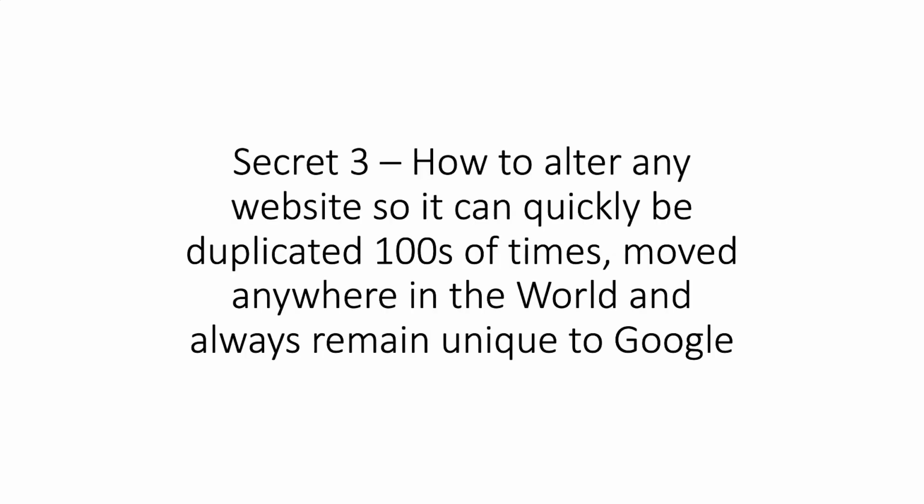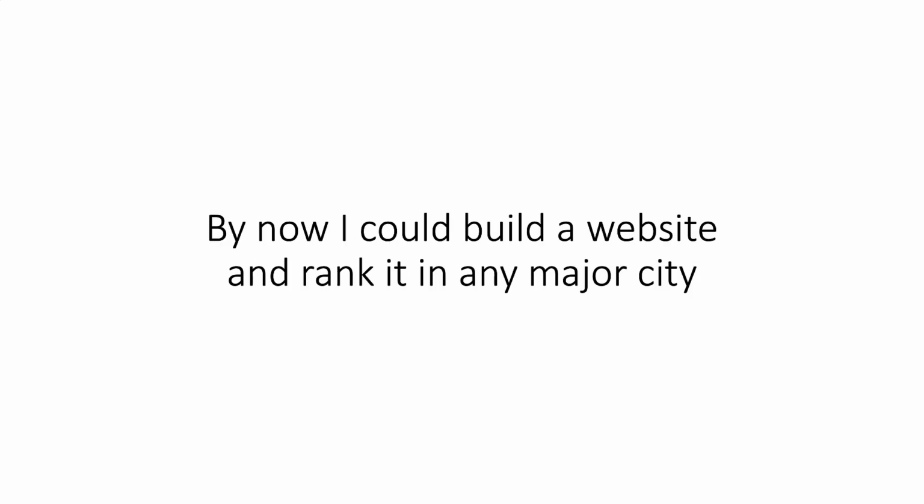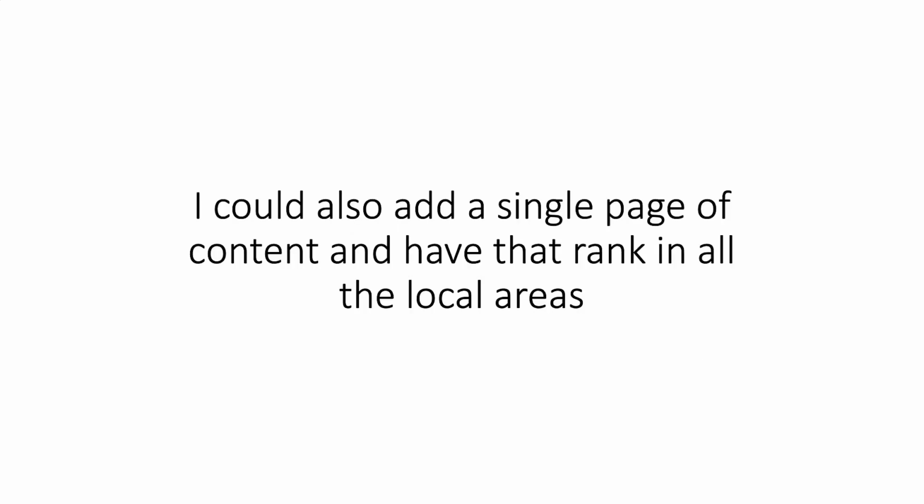Secret number three, how to alter any website so it can quickly be duplicated hundreds of times, moved anywhere in the world, and always remain unique to Google. Remember when I said before, if you've got a map of the world and you throw three darts, you can take the same website, pick those three spots, wherever they are in the world, set the central location, boom, done. Build three websites that cover every single area within whatever radius you want around them. It is that simple. So by now, I could build a website and rank it in any major city, okay? I could also add a single page of content and have that rank in all the local areas.